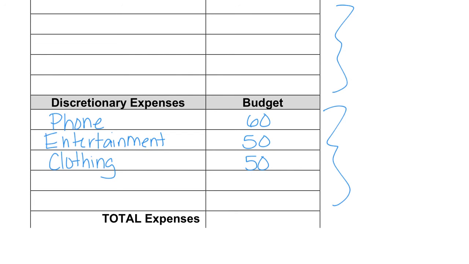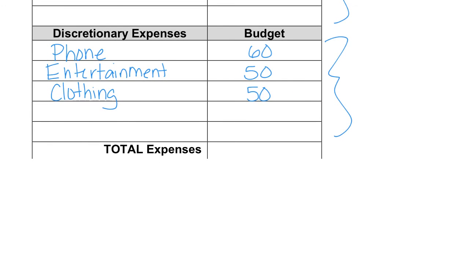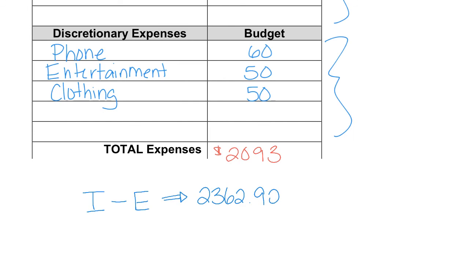So I'm going to add them all up using my calculator. And this is where I came up with the $2,093. Okay. And again, then I took a look at my income minus my expenses. And so that was $2,362.92. I subtract the 2,093, and that gave me that surplus of $269.92.